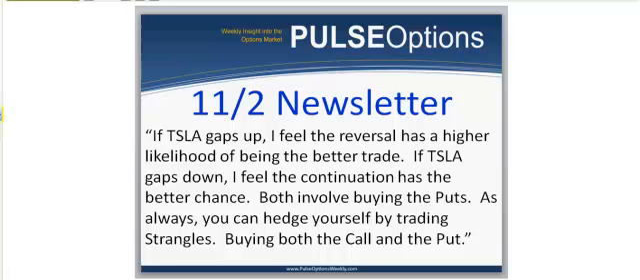Now, back to my quote, I continued. I said, if Tesla gaps down, right, I feel the continuation has the better chance. And a continuation is if it moves the same direction as the gap. Anyway, both involve buying the puts. As always, you can hedge yourself by trading strangles, buying both the call and the put. So it was pretty clear what I said. I said, hey, look, if Tesla makes a gap, whether the gap's up or down, on the earnings release, after the release, buy put options. And if you're not sure, buy put options and call options. All right?